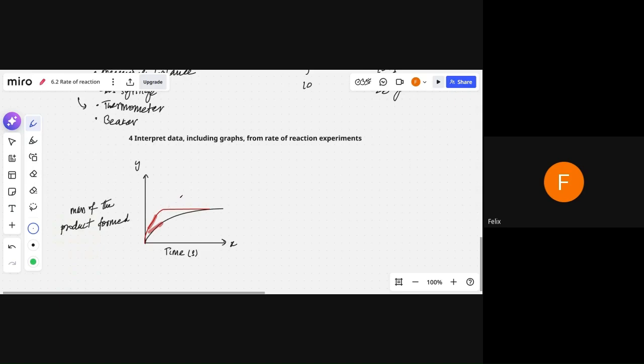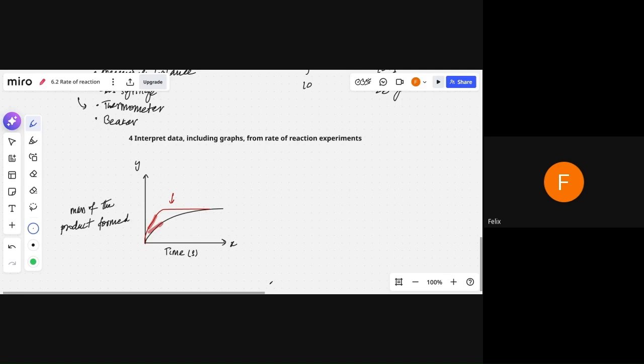And this one will finish sooner, because you can see the straight line, and the black one is going to take time, so this will finish later, right? So this is how you interpret data, including graphs, from rate of reaction experiments. Remember that once the line becomes horizontal, this indicates that all the products have been formed, so the reaction is complete, right?